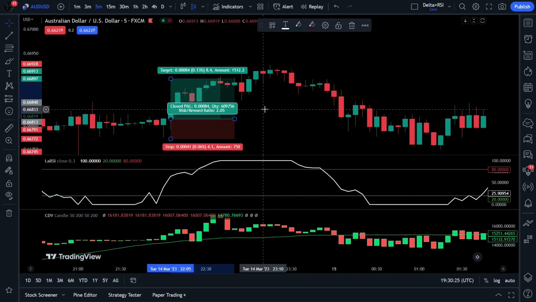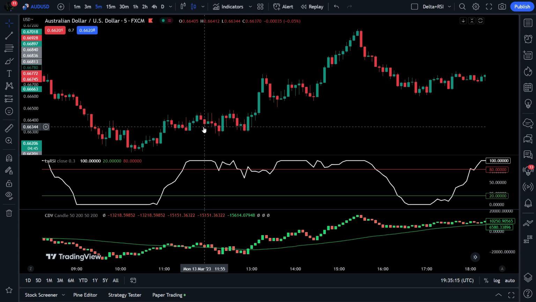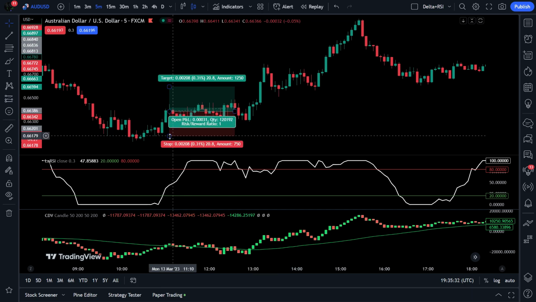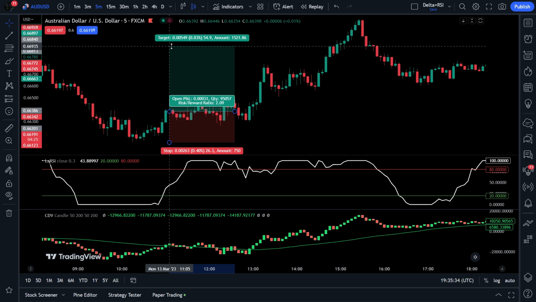Let's run through one more long example and then we will head over to short positions. Just like before, our requirements have been met. The Laguerre RSI has broken out of the oversold 20 range in green. And our cumulative delta candles are colored in green, and are above the 50 SMA. Let's take a long position here. We set our stop loss at the recent swing low and we target a risk-to-reward ratio of 1 to 2.